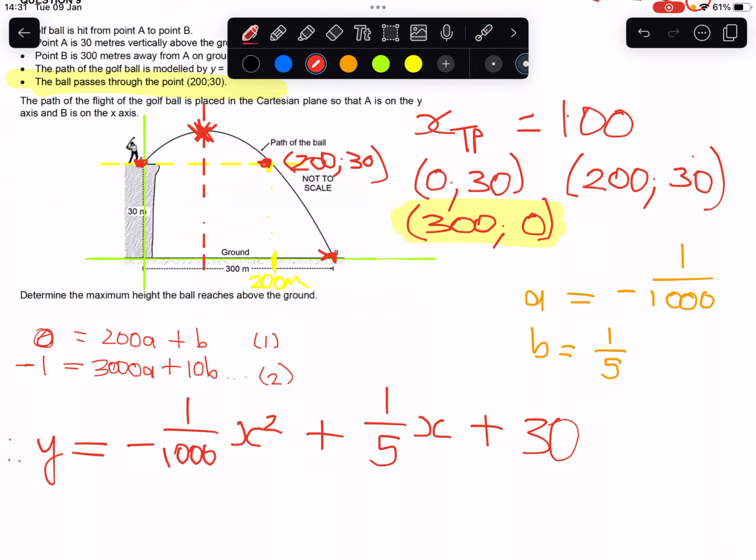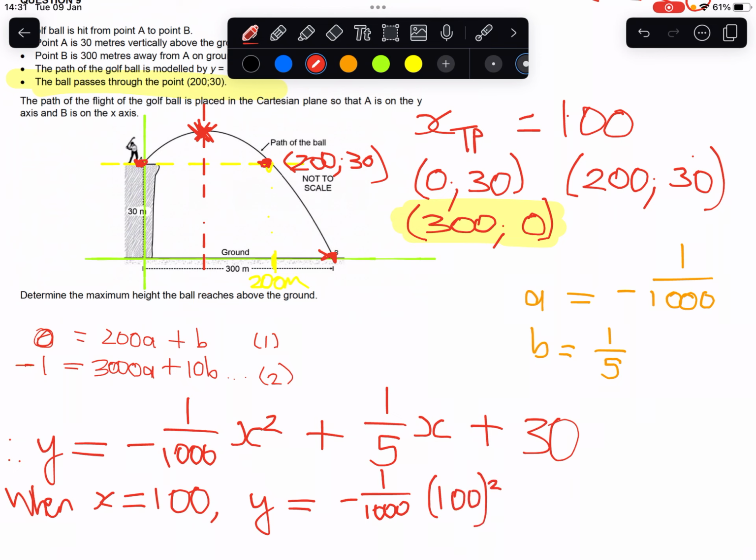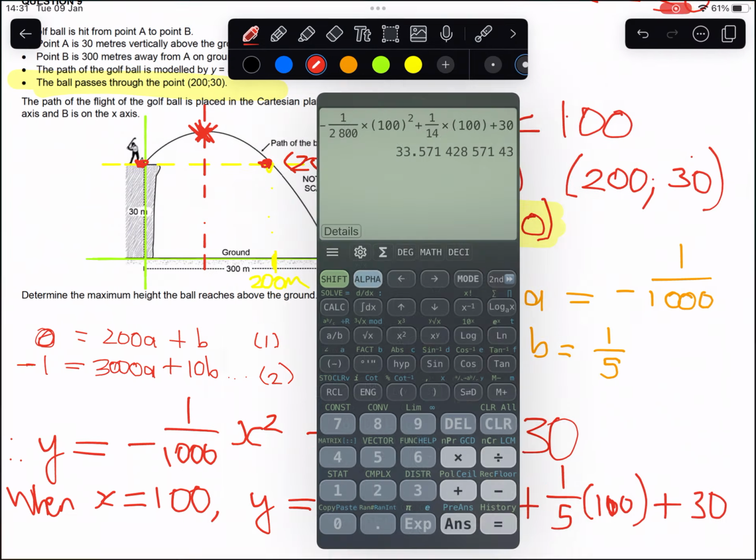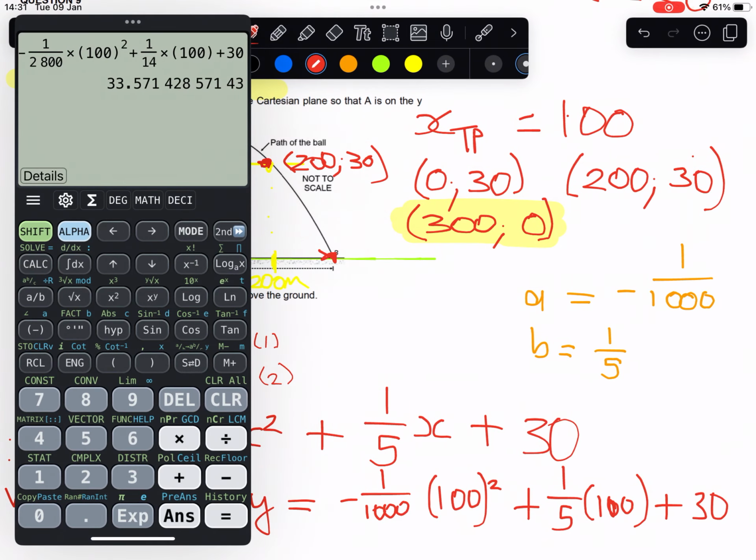Right? So when x is equal to 100, y is equal to negative 1,000th times 100 squared plus a fifth times 100 plus 30. Right, let's get Mr. Calcs in the building.